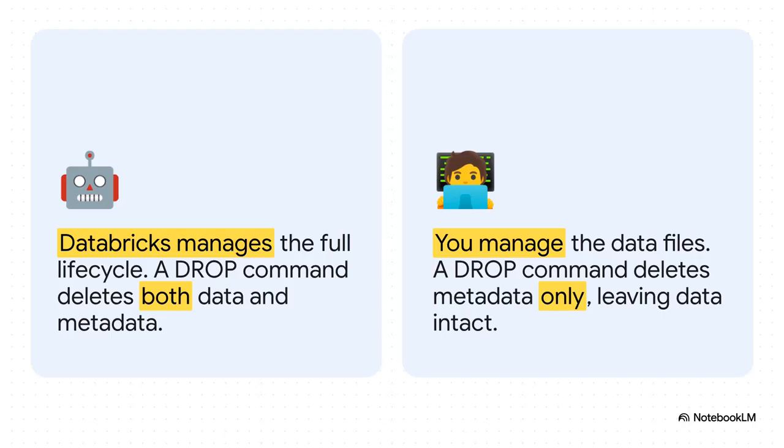Okay, so the core difference really boils down to one simple question: who owns the underlying data files? With a managed table, Databricks owns the entire lifecycle. That's both the metadata, the table definition, and the actual data files. So when you run a drop table command, poof, it's all gone. But with an external table, you own the data in your cloud storage. Databricks only manages the metadata pointer to it. So dropping the table just deletes that pointer, leaving your precious data files safe and sound.